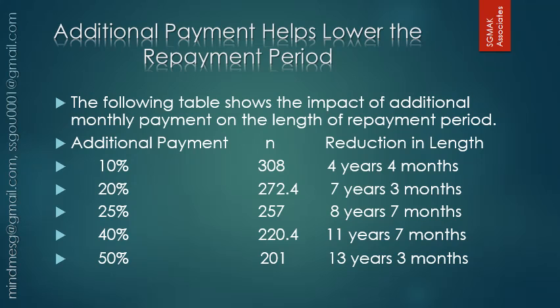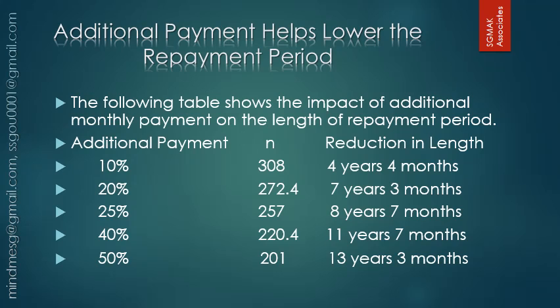If you increase the additional payment to 25% of the scheduled payment, N drops down to 257, a reduction in length of 8 years and 7 months. For 40% additional payment, the reduction is 11 years and 7 months. And if you increase it to 50%, you have a saving in terms of reduction in length of 13 years and 3 months. So the loan gets repaid at the end of 16 years and 7 months instead of a whole 30-year plan.